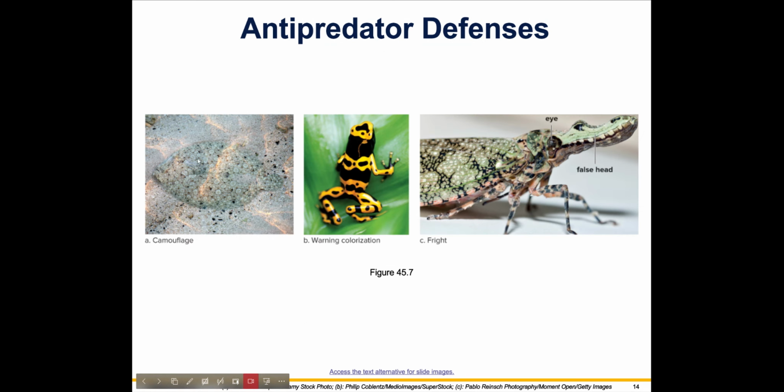So here's a flounder. It's kind of hard to see because he's camouflaged with the coloration of the sand. Here's our warning coloration. I am big, bright colors. I'm poisonous. Don't eat me. Or then something like my false appendages here, where this is not my head. My head is actually back here. So if this gets attacked, I still get to stay alive because I have my head hidden and protected.